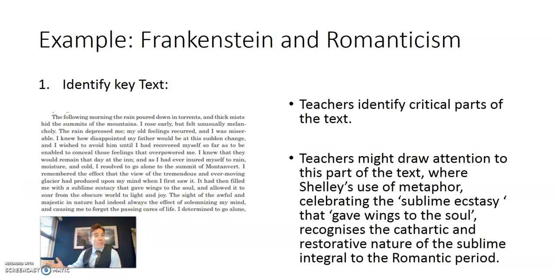Okay, so for example, here we have an example from Frankenstein and the conversation around romanticism and the sublime. So it starts with a simple thing. You draw the students' attention to the bit of text that you want to talk about. This is a very famous part of the text where he goes off into the mountains, heading to the summit of Montanvert, and he reflects upon the tremendous impact that it had upon him, that filled him with a sublime ecstasy that gave wings to the soul and allowed it to soar from the obscure world to light and joy.